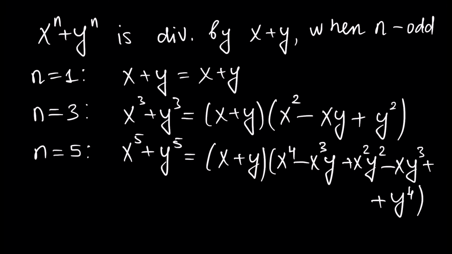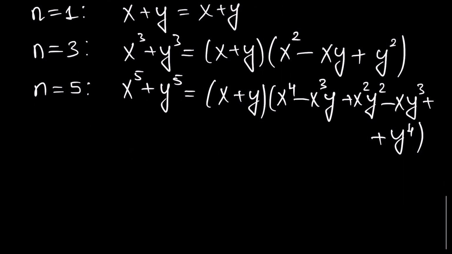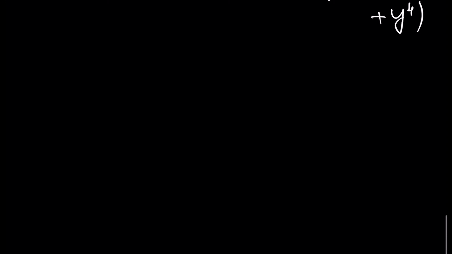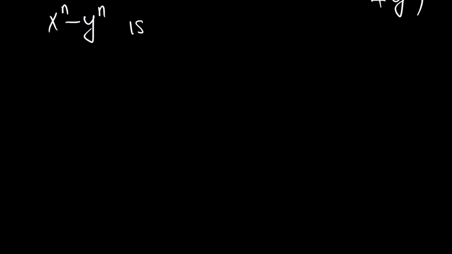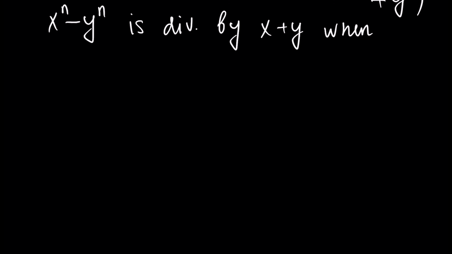And let's not write for n equal to 7. This is done in the same way. Next case is divisibility of x to the power n minus y to the power n by x plus y when n is even.